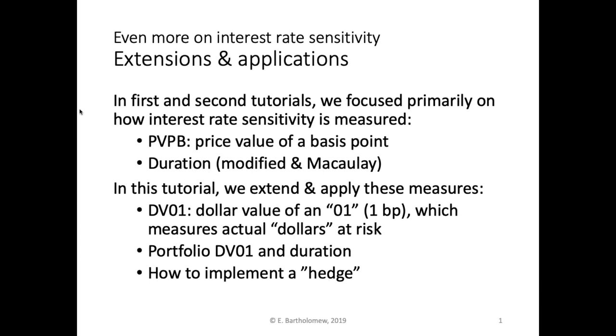In the first and second tutorials, we focused primarily on how to measure interest rate sensitivity. We looked at PVBP, the price value of a basis point, and both modified and Macaulay duration. In this tutorial, we extend and apply these measures. We introduce DV01, the dollar value of a 1 basis point, which measures actual dollars at risk. We look at how to calculate a portfolio DV01 and portfolio duration, and how to implement a hedge on a position.